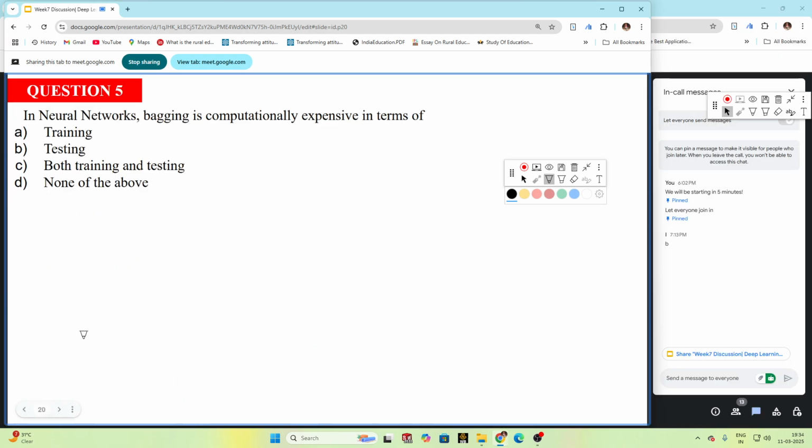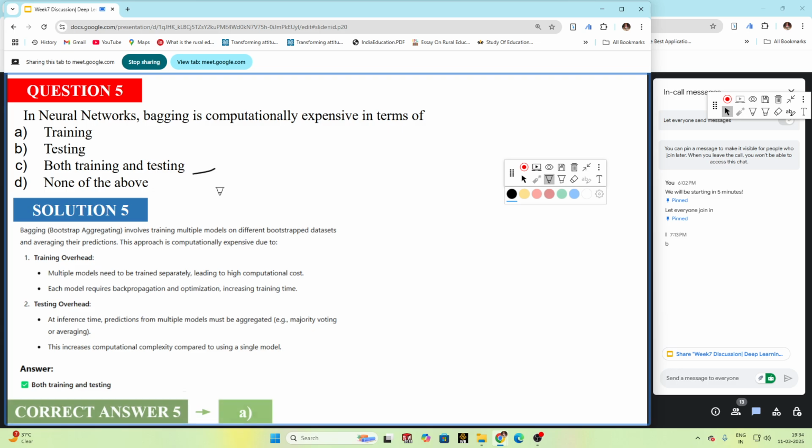Now question number 5: in the neural network, bagging is computationally expensive in terms of training, testing, both training and testing. Option D, none of the above. I think C, sir. Both training and testing. Yes, C should be the right answer, so it will be for both training and testing. I think this is a mistake here, so C will be the right answer.